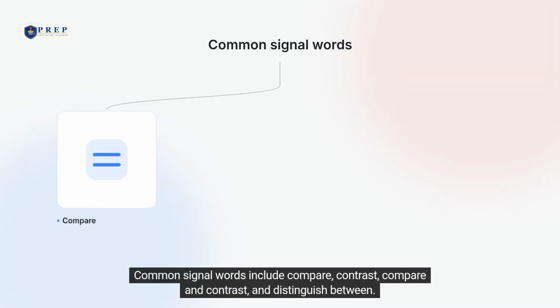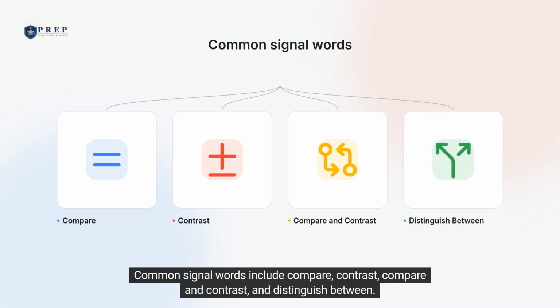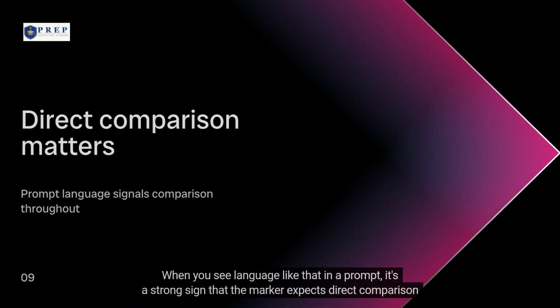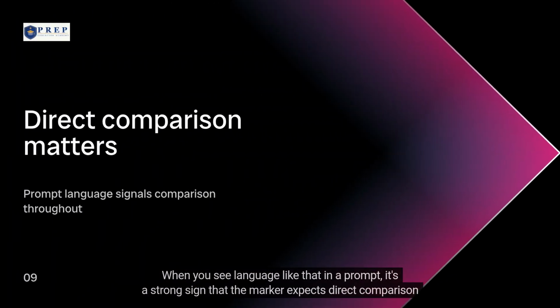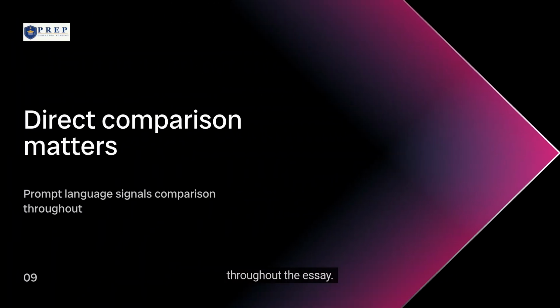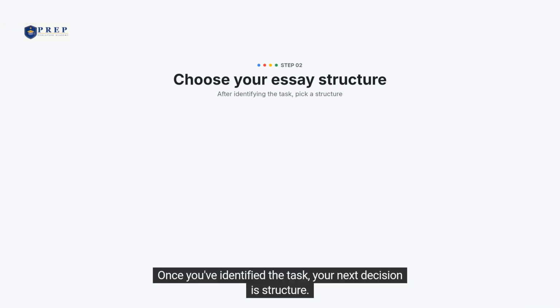Common signal words include compare, contrast, compare and contrast, and distinguish between. When you see language like that in a prompt, it's a strong sign that the marker expects direct comparison throughout the essay. Once you've identified the task, your next decision is structure.